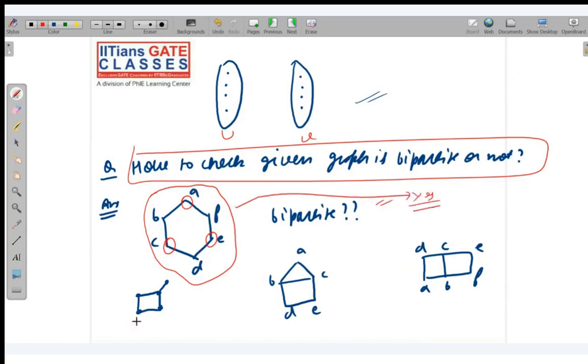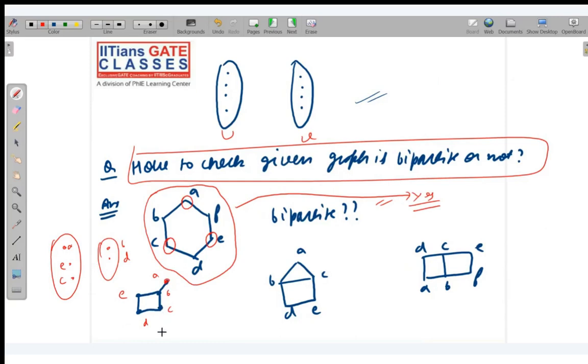Is it bipartite? So try to take non-adjacent vertices. So A, B, C, D, and E. Take the biggest set. A is non-adjacent to E, and E and C you can take, but D you cannot take, because the moment you take D, E and D will be connected. So A, E, C is independent. Next is BD. This is also independent.